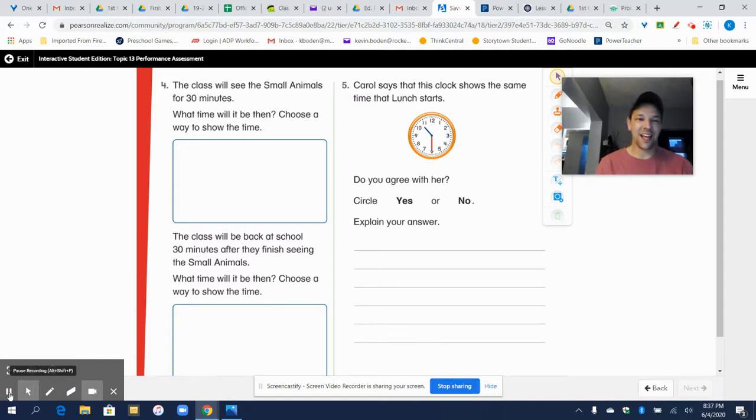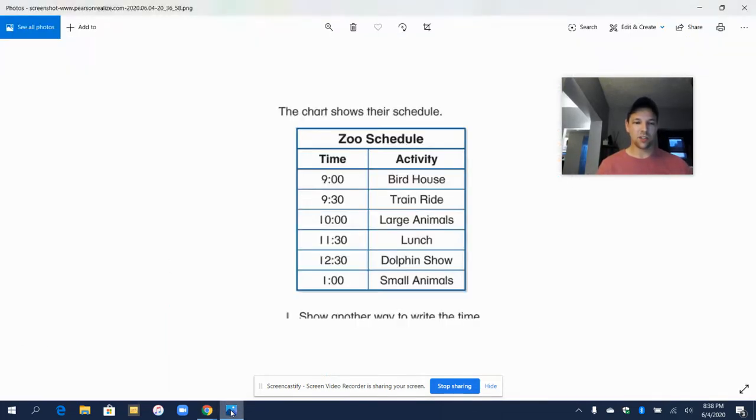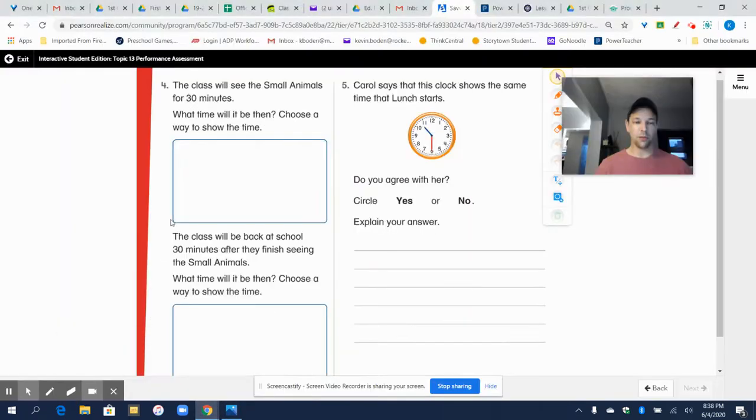Number 4, it says the class will see the small animals for 30 minutes. What time will it be then? Choose a way to show the time. Okay, fine. So they're going to go see the small animals for 30 minutes. So I think we have to go back and look at the small animals at 1 o'clock. So yeah, I flipped my paper over to the back and I found small animals for 1 o'clock. So they're going to see the small animals for 30 minutes. So that means they have to be there at 1 o'clock. Okay. And they're going to see it for 30 minutes.